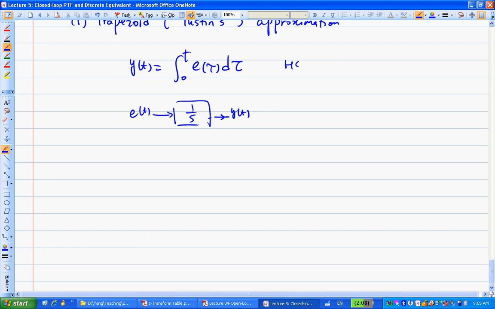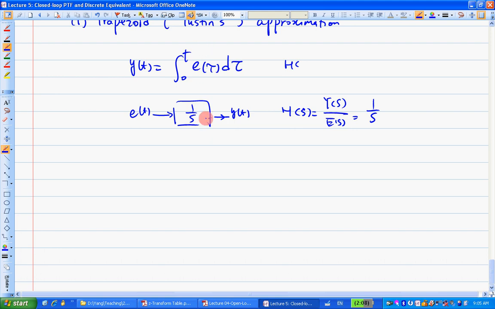Okay, so you pass this e of t to an integral S block, it's 1 over S, and the transfer function is y of S over e of S, which is 1 over S, right? It's 1 over S.